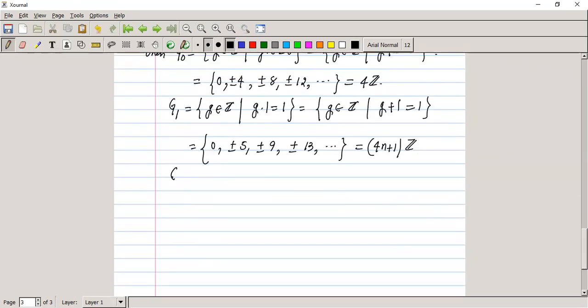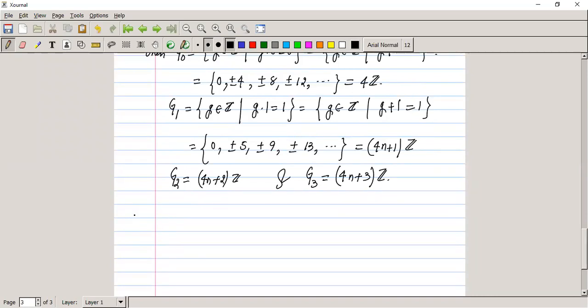Similarly, we can see that the stabilizer of G2 is equal to 4n plus 2Z, and the stabilizer of 3, which is an element of Z4, is equal to 4n plus 3Z. Now here we can clearly see that all these, G0, G1, G2, and G3, are all the subgroups of Z.